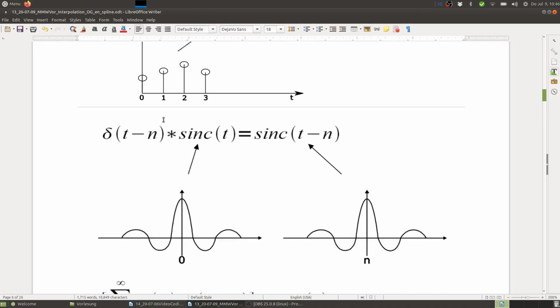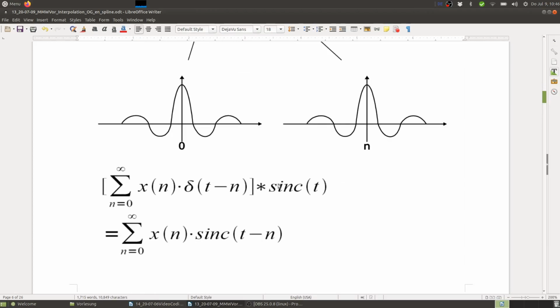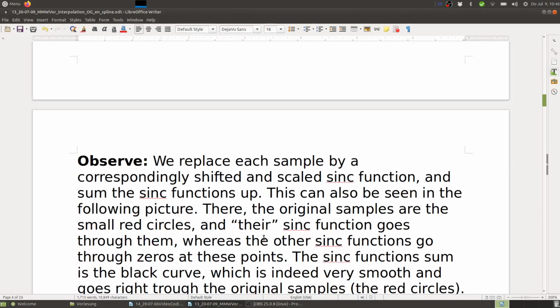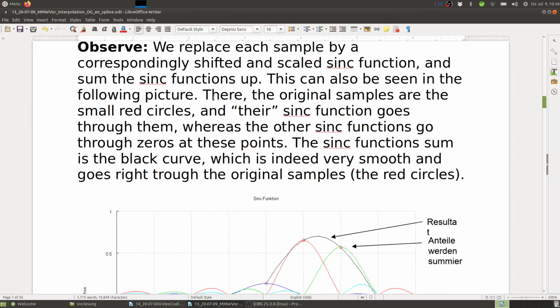So that can be seen here. A shifted Dirac convolved with a sinc function results in the correspondingly shifted sinc function. Now the sinc is centered over the sample position n. So this is what we then get. Here's the convolution with the sinc function, and as a result we have the superposition of the sinc functions. Each sinc function takes the place of a sample. So observe, we replace each sample by a correspondingly shifted and scaled sinc function and sum the sinc functions up. This can also be seen in the following picture.